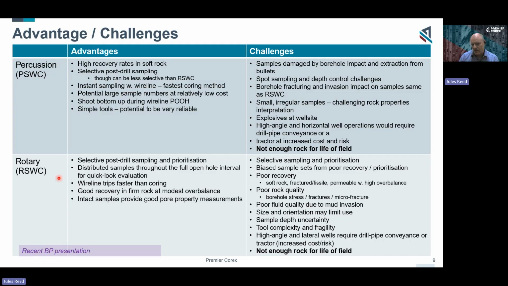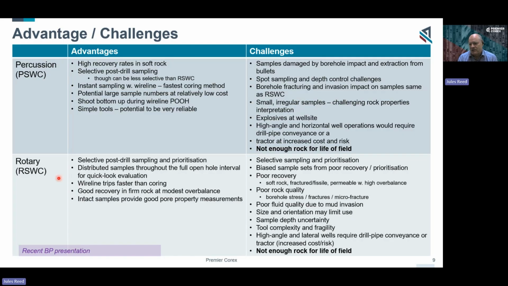And so you can have quite a lot of these percussion guns, the percussion barrels, within a tool, and so it can allow for a potentially large number of percussion samples at relatively low cost. Of course, there's always a cost, because there's the cost of tripping in, stopping at each of the depths that you're requiring, and then tripping back out again.